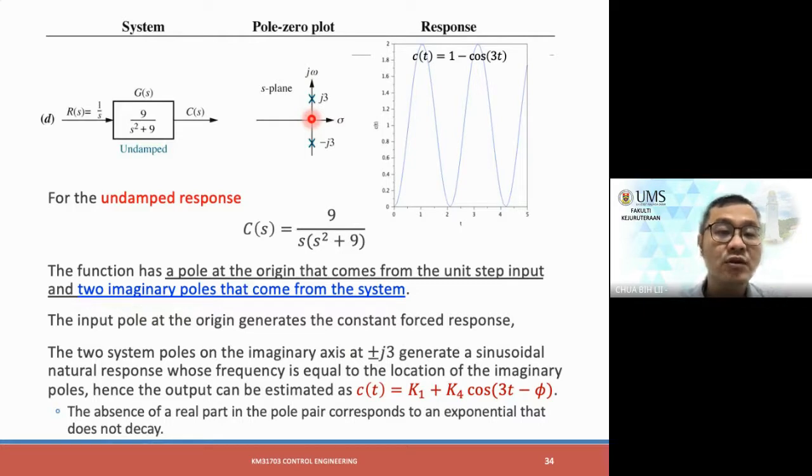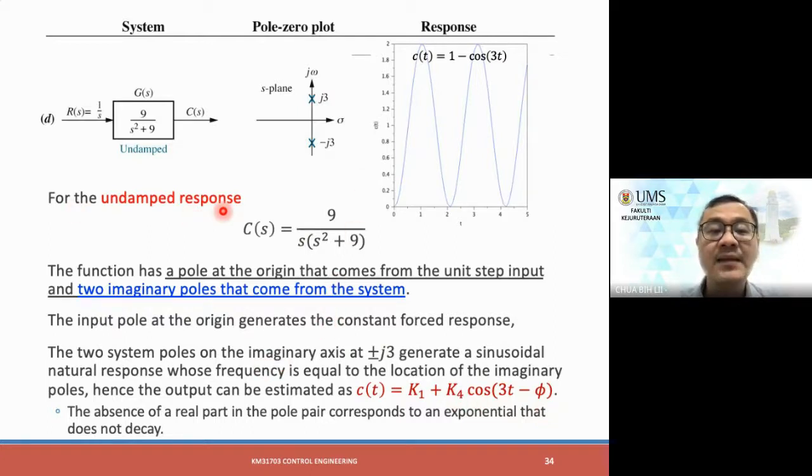When there are no real values, and you know from previous ideas that the real values contribute to the decay itself, this segment does not have any real roots for our denominators, therefore it will never decay. So there is no exponential decay form. It only consists of the sinusoidal or cosine part, which is cos 3t minus the phi.